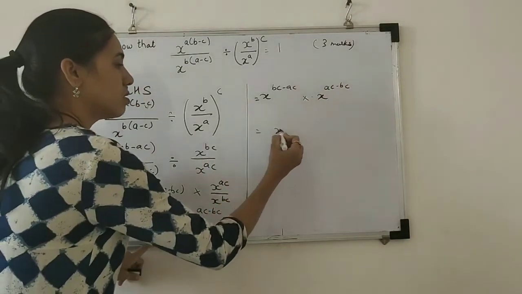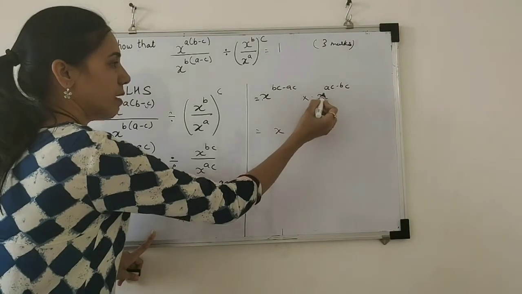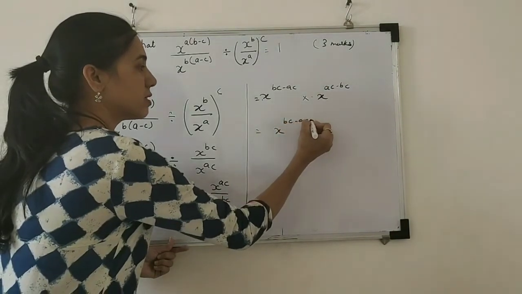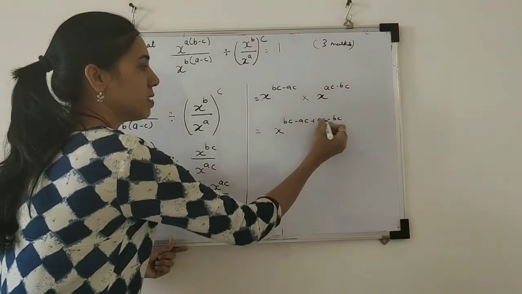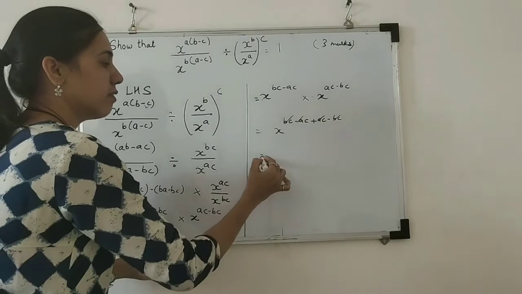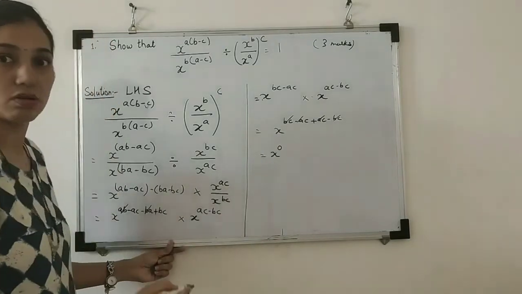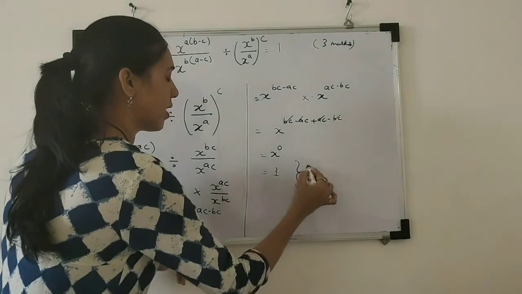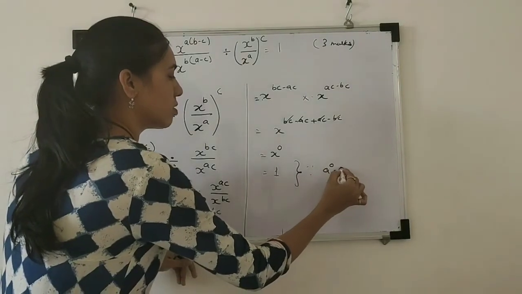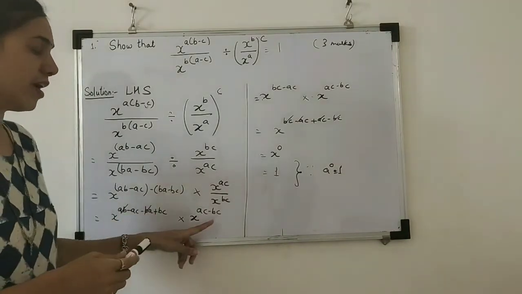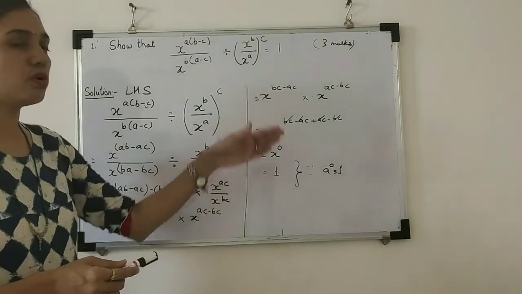Now see, it is x to the power m into x to the power n, multiplication, so we'll add bc minus ac plus ac minus bc. So this gets cancelled and we get x to the power 0. x to the power 0 is 1. We need to write down, since a to the power 0 is 1. So this is the solution of it. Wherever we have used the laws, we need to write them down.